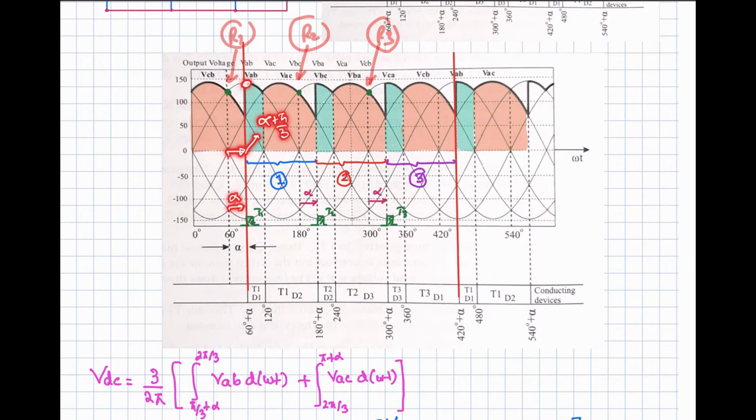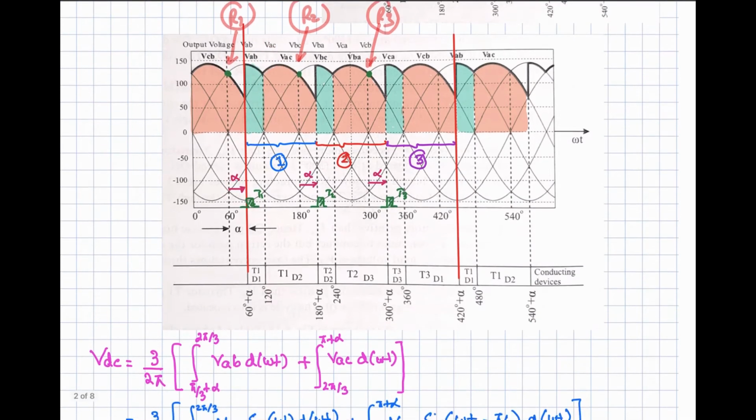So this is the angle starting point, and this is going to appear across the load up to this point, and this is 2 pi by 3. So we are going to integrate the voltage waveform VAB from pi by 3 plus alpha to 2 pi by 3, right, because this is going to appear across the load. And then we are going to integrate VAC from 2 pi by 3 to this point.